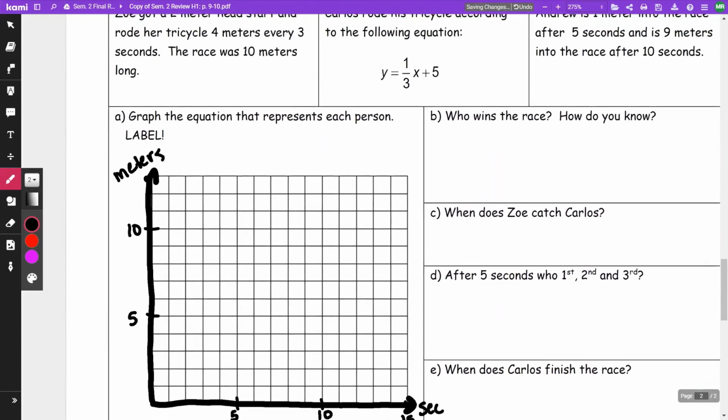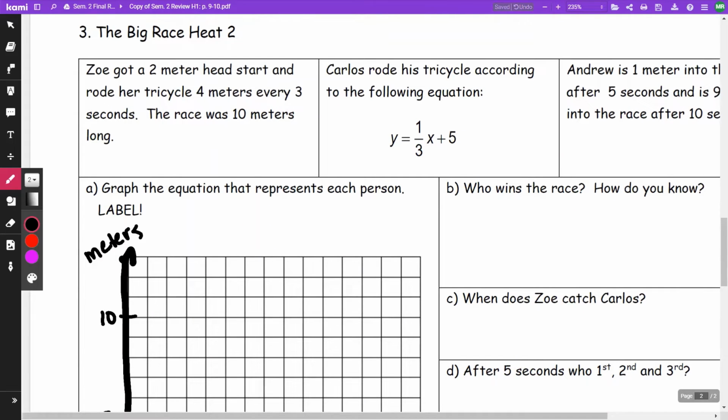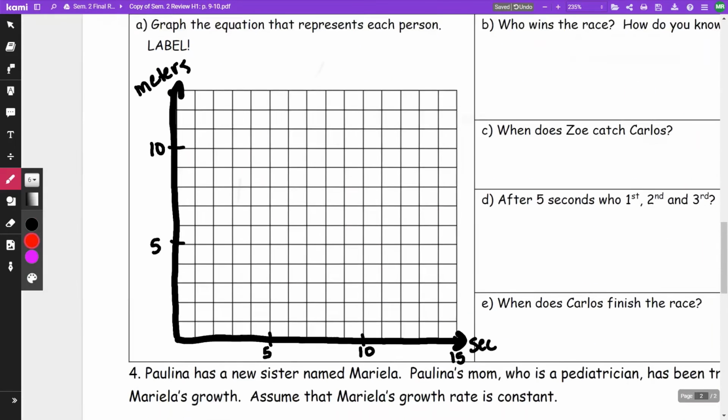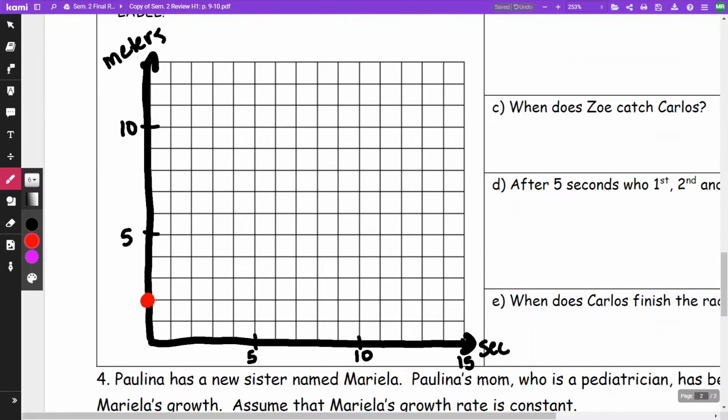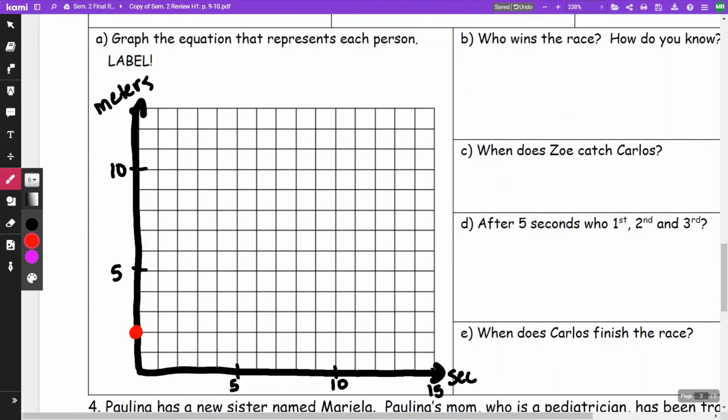Now, for this, in the very first situation, it says Zoe got a 2-meter head start and rode her tricycle for 4 meters every 3 seconds. So let's say I do Zoe in red. She's going to start right there. And she rode her tricycle 4 meters every 3 seconds. So 4 meters, 1, 2, 3, 4 every 3. Okay, so I'm going to connect this with a line. And I'm going to put a Z for Zoe.